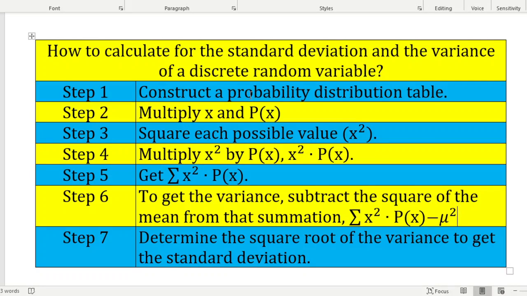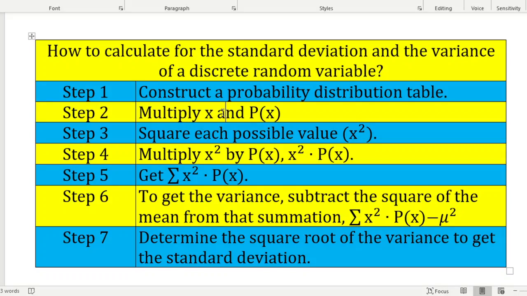In this video, we will learn how to calculate the standard deviation and the variance of a discrete random variable. Here are the steps. We need to construct a probability distribution table. That is the first one. But if it is already provided, no need. But if it is not, then we need to construct one.